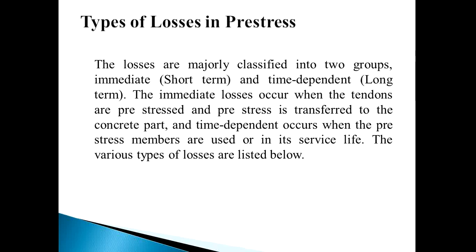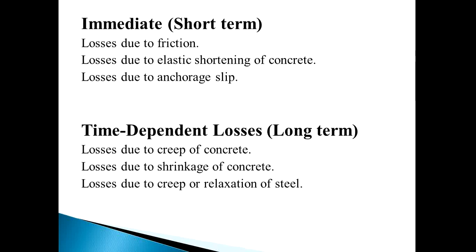The various types of the losses are listed below. Basically, immediate loss, that is short term loss in the pre-stress, is due to the friction. Second, due to the elastic shortening of the concrete. And third one is losses due to anchorage slip. These are the short term losses. Then second one is time dependent losses, that is long term losses. In the long term losses, first is losses due to creep of the concrete. Second one is losses due to shrinkage of the concrete. And third one is losses due to relaxation of steel.